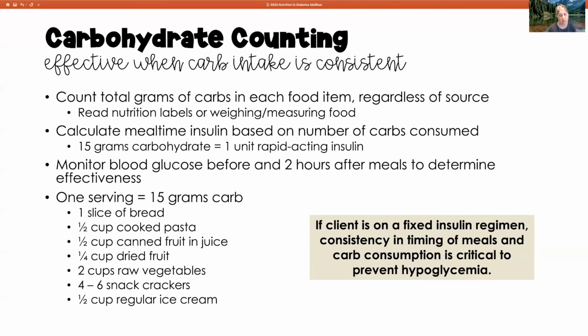Now, it's important to remember that if your client is on a fixed insulin regimen, consistency in timing of meals and carb consumption is really critical to prevent hypoglycemia. So what we want to teach diabetic clients is that they need to eat regularly at around the same times every day, and that we want that to be 3 meals and then snacks in between. So 2 to 3 snacks. So a snack in between breakfast and lunch, in between lunch and dinner, and then a bedtime snack, so that our blood sugar stays in that normal range, not hypoglycemic overnight while we're sleeping. So consistency is really important.